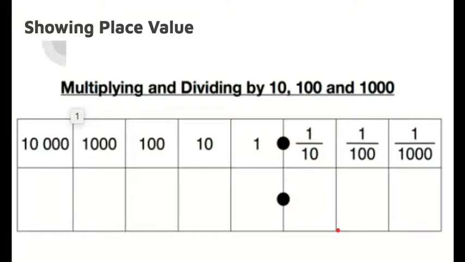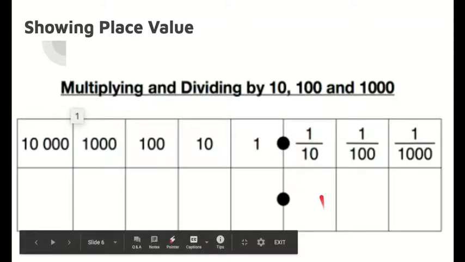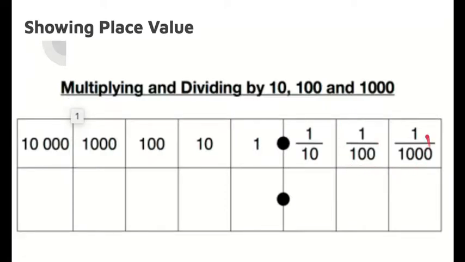Now here, this is a visual representation of decimal place values using fractions. So instead of writing tenths, we are showing 1/10. Instead of writing hundredths, we are showing 1/100. And instead of writing thousandths, we are showing 1/1,000.